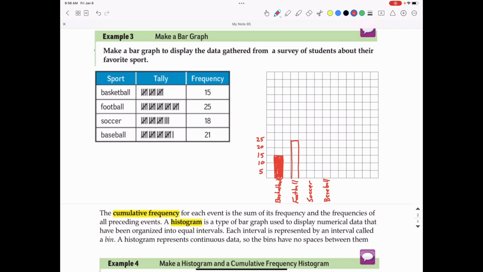Now that's a little over halfway between 15 and 20. So my bar is going to go a little over halfway past 15 and up to 20. And then baseball up to 21. So that is slightly past 20. And then I will quickly color these in. And through the magic of editing, you can see that it's already colored in. And I have also titled it Students' Favorite Sport at the top, and that is an appropriate title.